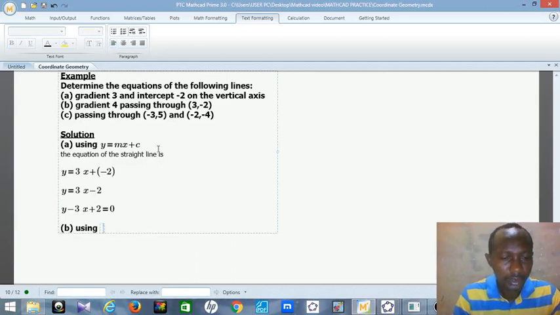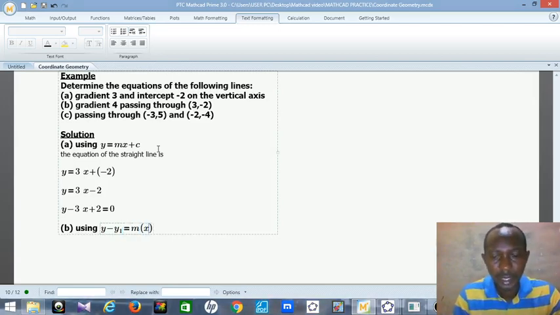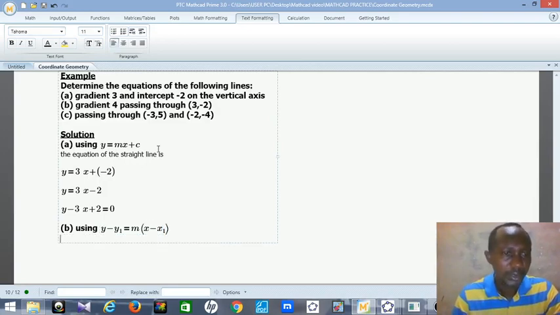Using this equation, y minus y1 equals m, then you open your bracket, x minus x1. This is the equation you are going to use in this question. The gradient is 4, so you replace m with 4. Then the point given is 3 and minus 2. This is the coordinate of the point. The first number, 3, is the x coordinate, and the second number, minus 2, is the y coordinate.